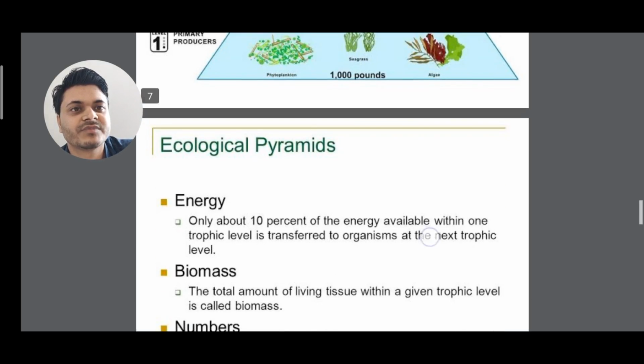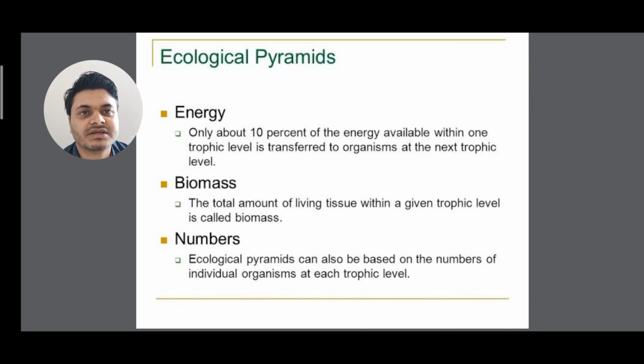All right. Now what is an ecological pyramid? The trophic level that I have discussed, I have shown you the triangular figure, isn't it? That is actually a pyramid, a 3D diagram. The ecological pyramid comprises three main types: one is energy, one is biomass, one is number. That means one is the pyramid of energy, another is the pyramid of biomass, another is the pyramid of number.